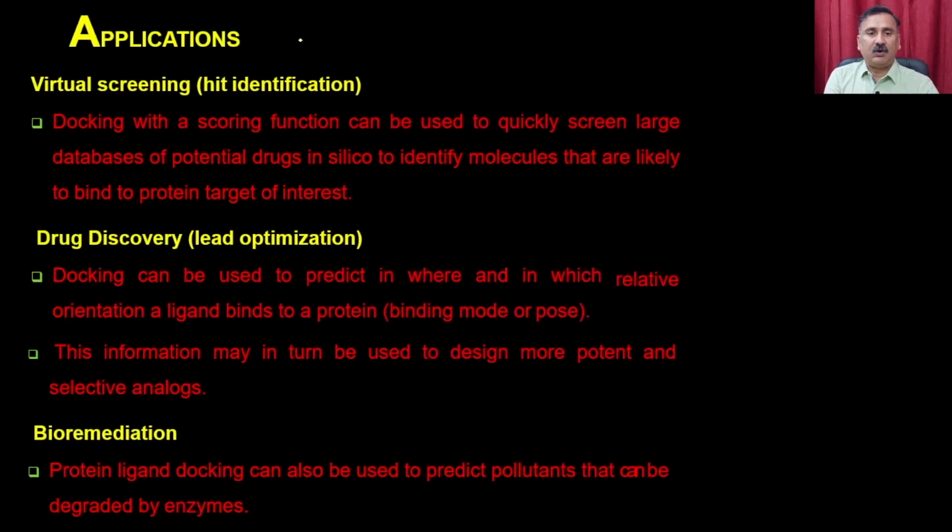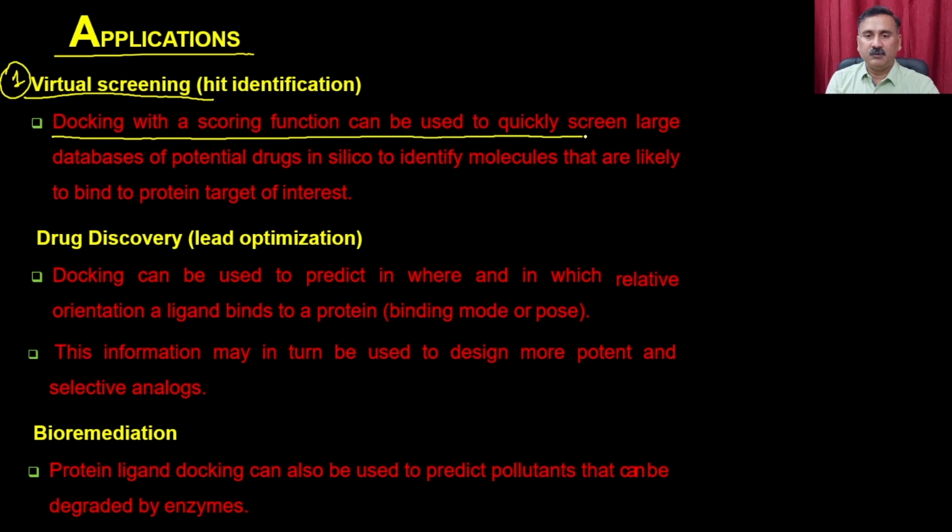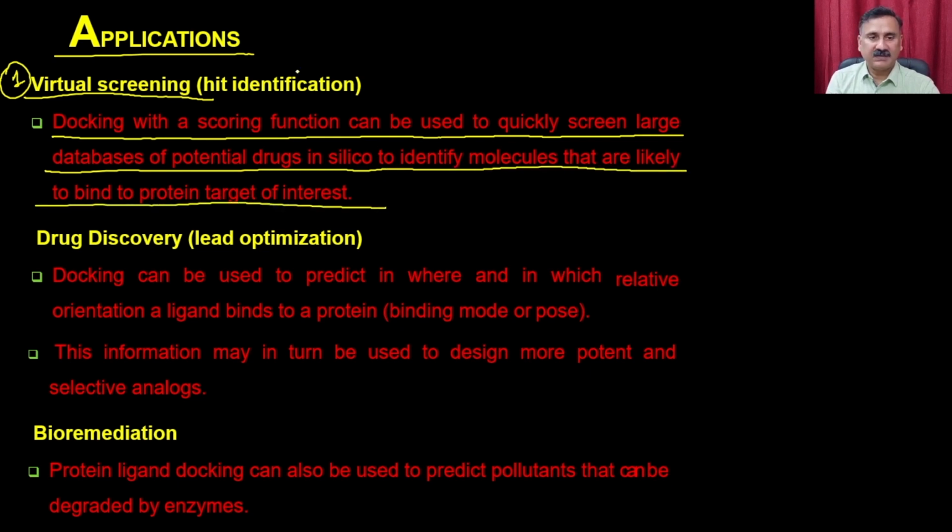So what are the applications of docking? The first application is virtual screening. Docking with a scoring function can be used to quickly screen large databases of protein drugs in silico to identify the molecules that are likely to bind the protein target of interest. This is going to reduce the time and make it cost effective, and it's going to answer a lot of questions, because in a single day you can screen 10 different types of targets. You can screen thousands of molecules to know the probability of these molecules binding, and that you can do in a virtual screening.